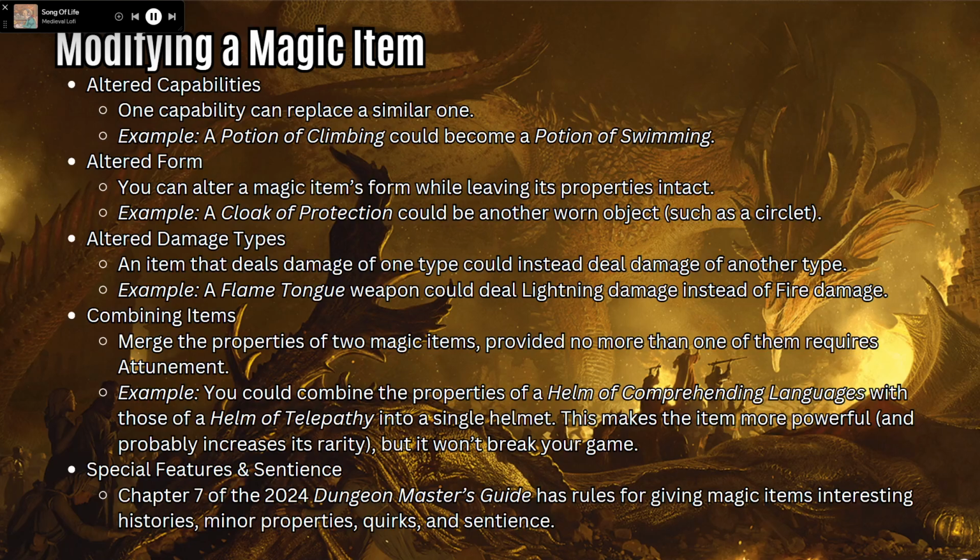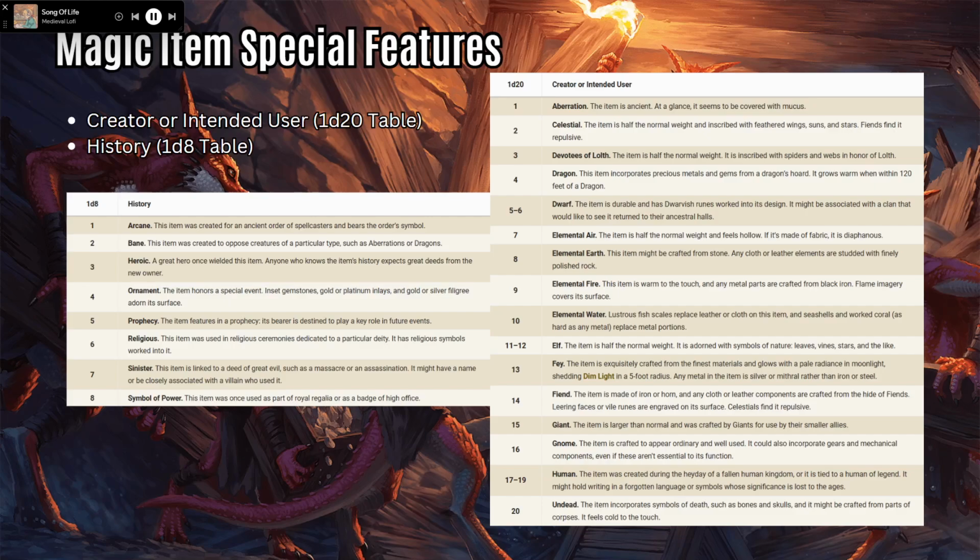The final way of modifying a magic item would be either to grant it special features or grant the item sentience. There are rules for doing both of these in Chapter 7 of the 2024 Dungeon Master's Guide, and we're going to take a look at how to do this briefly, so bear with me just a second. So you can see here we have magic item special features. There are a number of tables with suggestions on what to add to a magic item just to give it a little bit more of a variety.